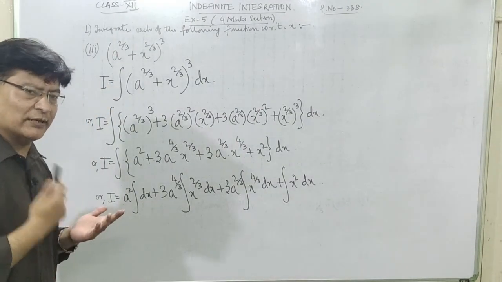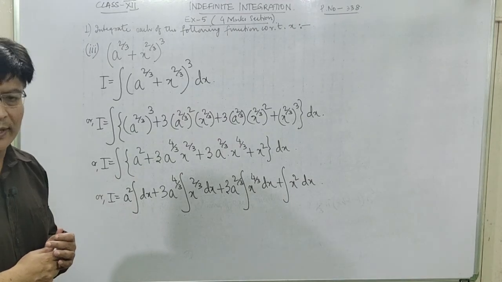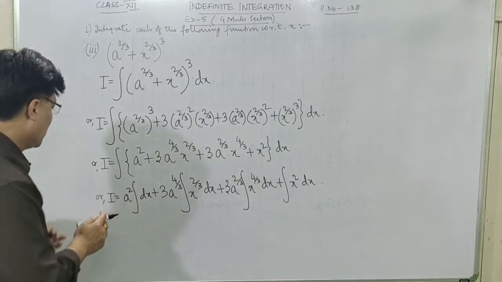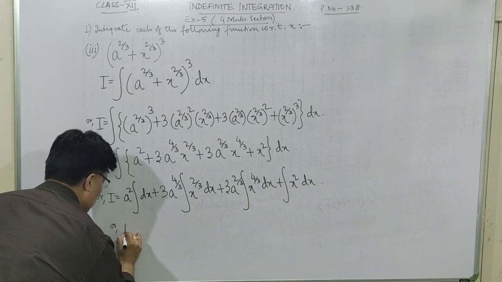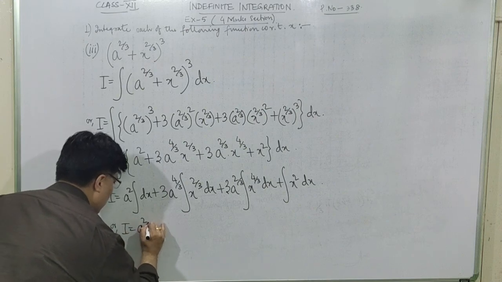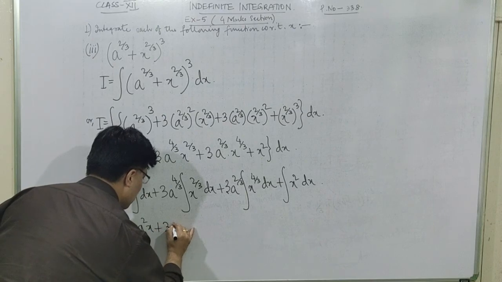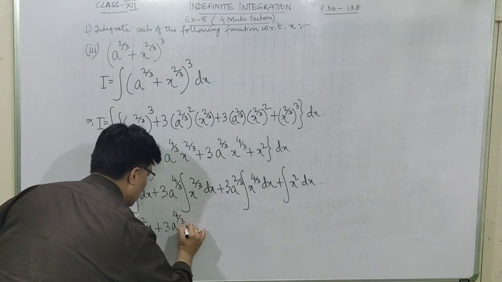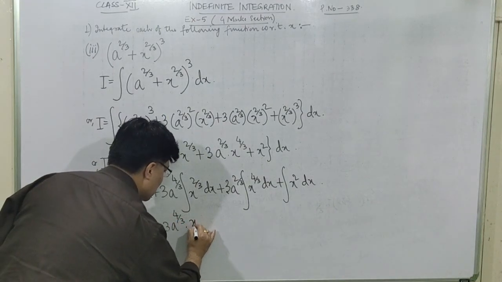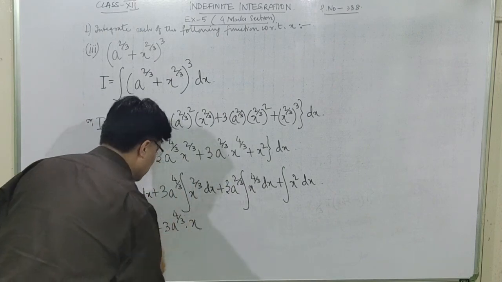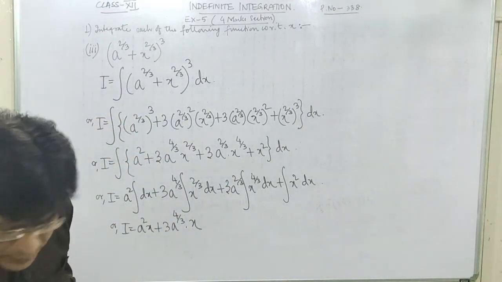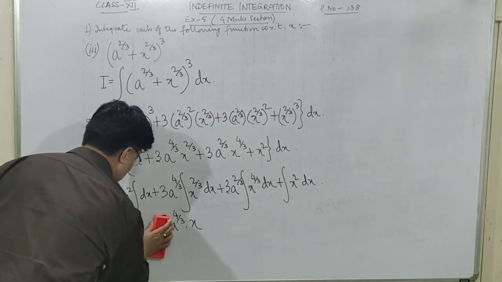So now let us integrate. Now you should know the formula. So I think you know the formula now. Or I is equal to a square x, integration of dx is x, plus 3a to the power 4/3 into, this is of the x to the power n form. So let us write it here, right?